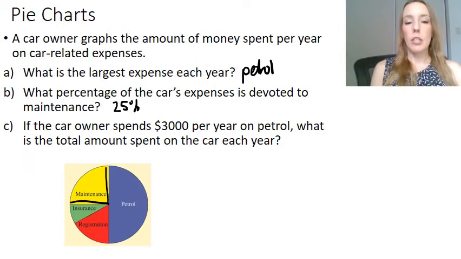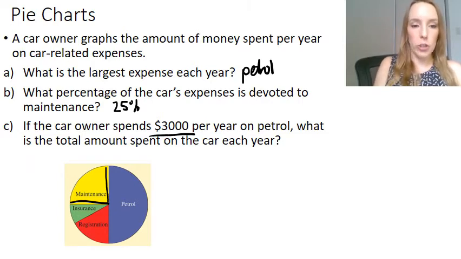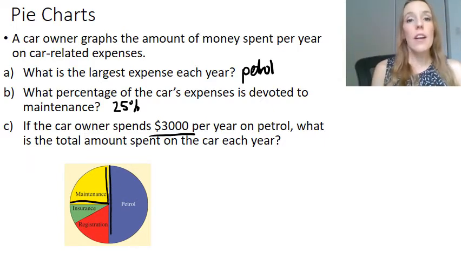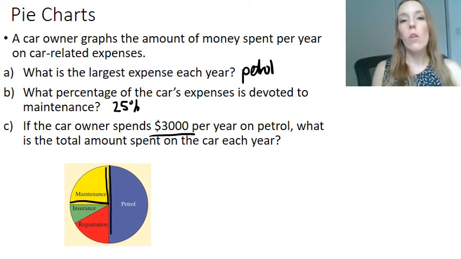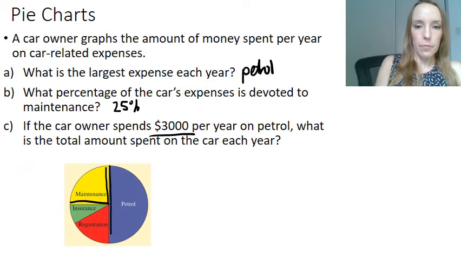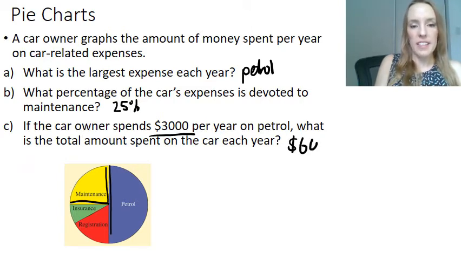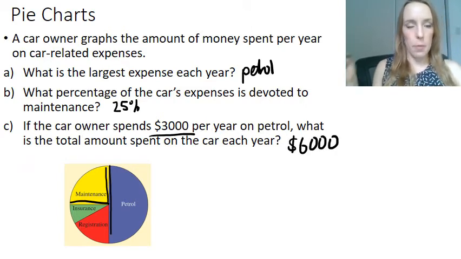So if the car owner spends $3,000 per year on petrol, what is the total amount spent on the car each year? Okay, so the question tells us $3,000 on petrol. If we look at our pie chart, petrol takes up exactly half of the circle. So half the amount of money goes on petrol. So if half is equal to $3,000, obviously the whole would be $6,000. So the amount they would spend would be $6,000 on their car per year.